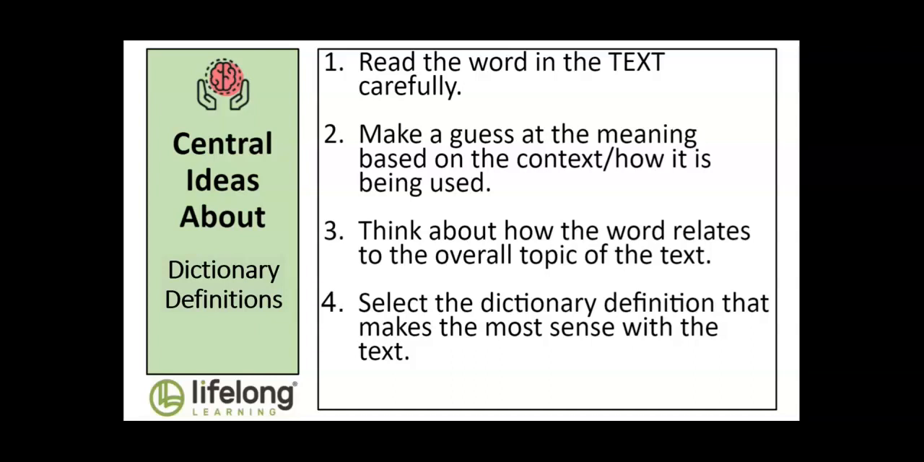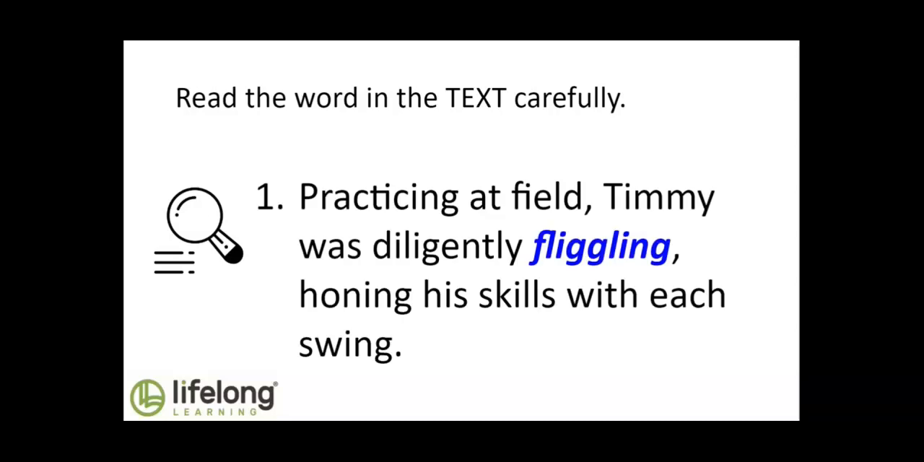So let's take a look at this in action. Number one, we're going to read the text carefully. So the first thing we need to do when we find a word in a sentence that we don't understand is to read the word in the sentence carefully. Let's take a look at sentence number one. Practicing at field, Timmy was diligently fliggling, honing his skills with each swing. We do not know what the word fliggling means, but we do know that it's a verb.